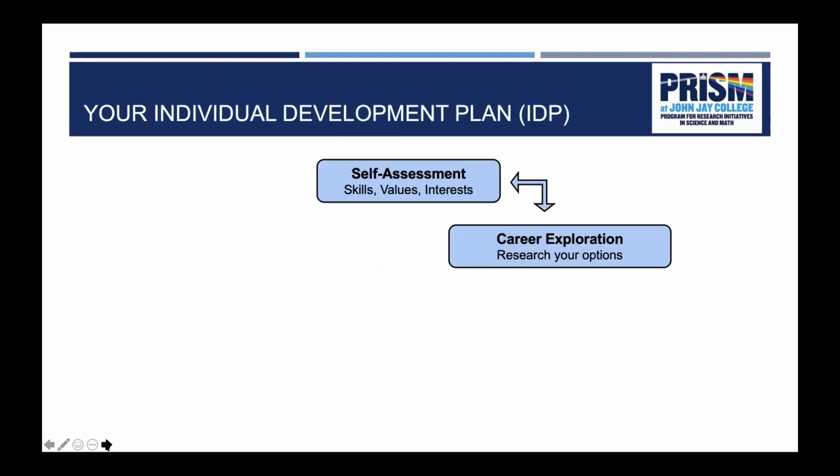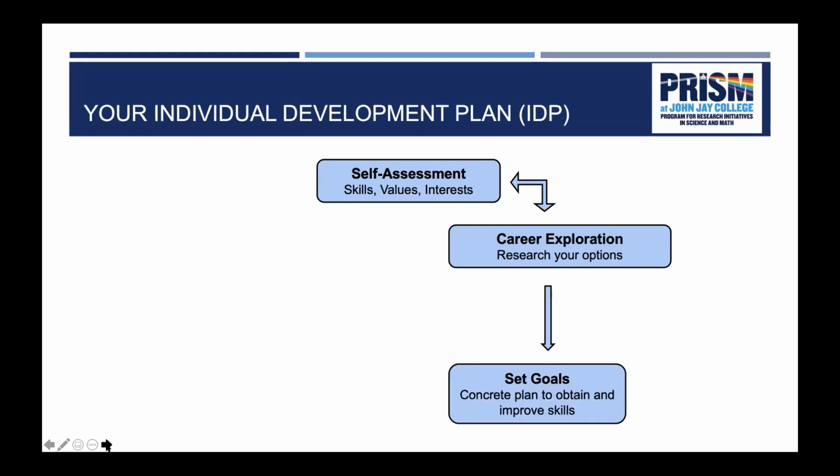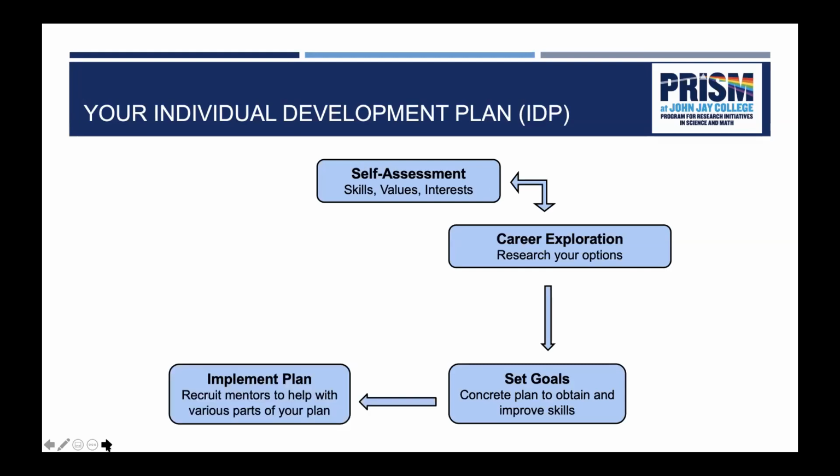And it's an iterative process. You can start by assessing your skills, values, and interests, the things that you're good at, the things that you like, and the things that are most important to you. Or start with career exploration using some of the websites that I mentioned, like the US Bureau of Labor Statistics or ownitonline.org. And this first step is interchangeable. You could do either one first and the other one second, or the other way around. And the purpose of this is for you to identify things or goals that you want to work on, and set up a concrete plan to obtain or improve your skills so you can get to where you want to go. Once you set goals, you implement the plan.